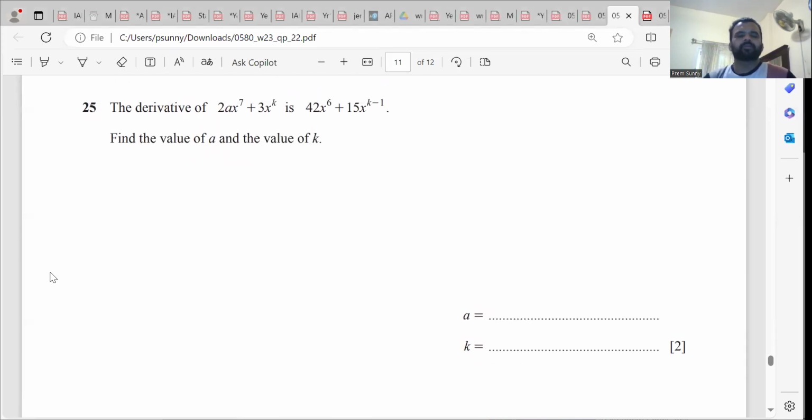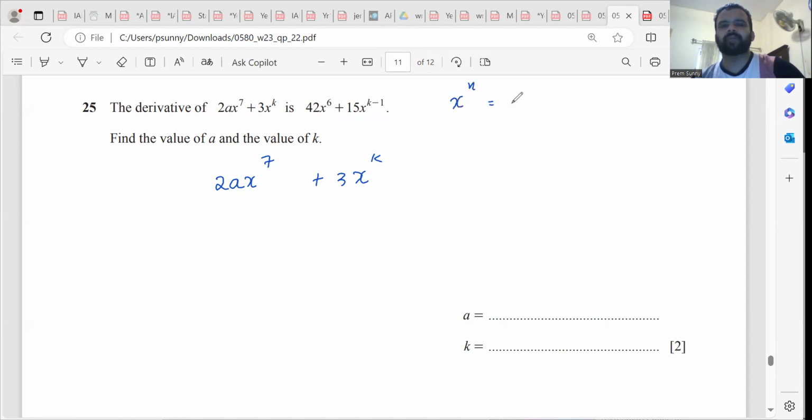The derivative of 2ax to the power of 7 plus 3x to the power of k is 42x to the power of 6 plus 15x to the power of k minus 1. Find the value of a and the value of k. So let's find out the derivative of this, 2ax to the power of 7 plus 3x to the power of k. We know the derivative of x to the power of n is n into x to the power of n minus 1.